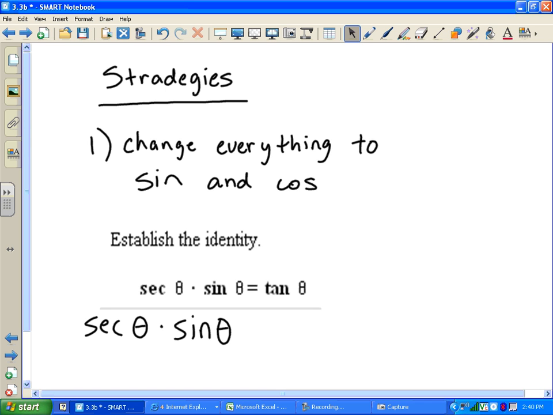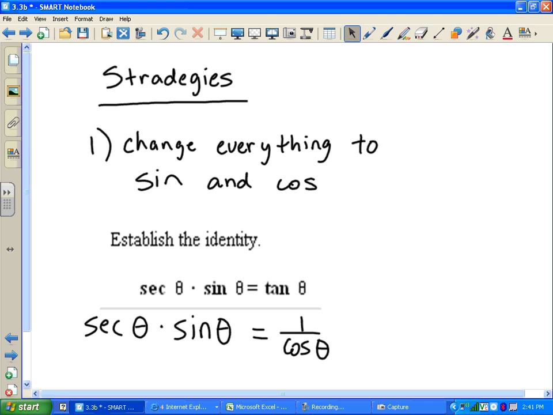Let's keep working on this until we can figure out how to get it to tangent of theta. So let's use that strategy of changing everything to sine and cosine. We should be fairly familiar with the fact that if I have secant of theta, I can write that as the reciprocal, which would be 1 over cosine. So secant is the reciprocal of cosine.